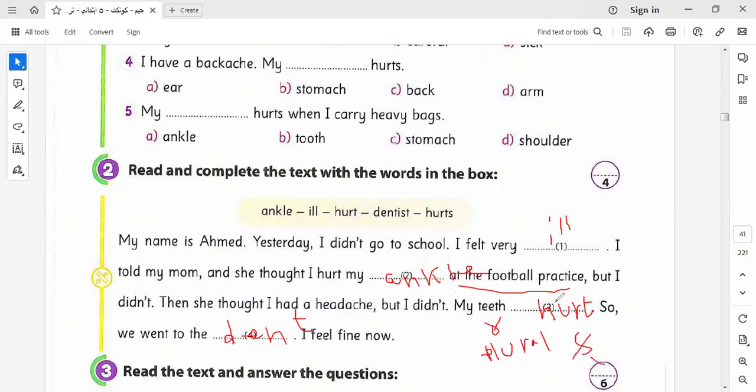Let's go to another item here. Here we have dentist. We will write it for dentist. Okay. Now we know how to do this exercise.